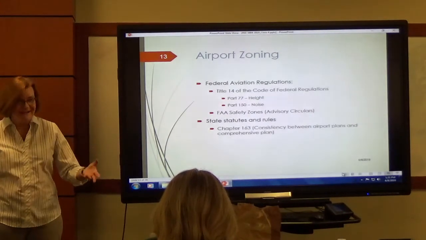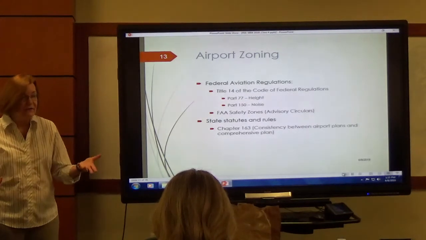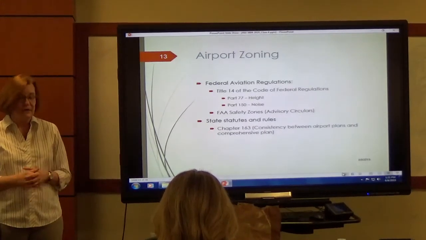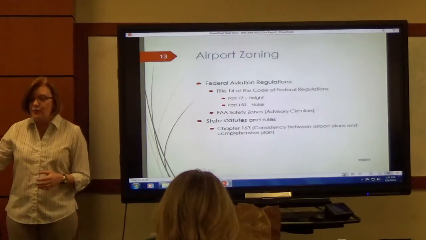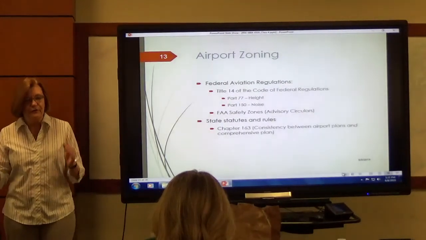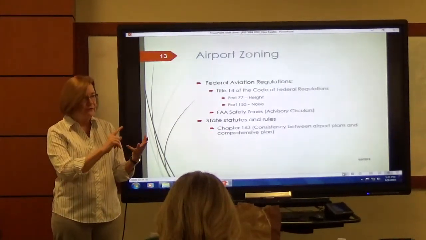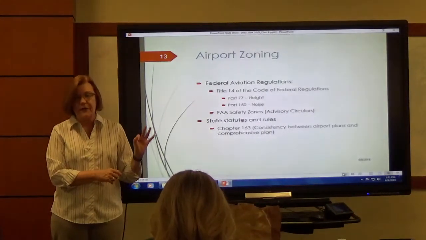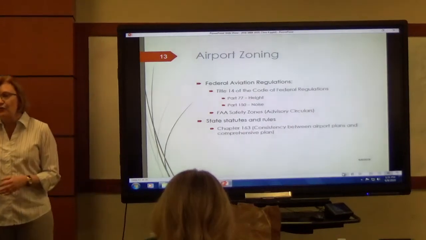Collecting school children right in the area that statistically is most likely to have an aircraft accident, not a good look. And then noise. So that's the other side of it. There are safety things, tall trees, tall buildings, improperly lit buildings that make it unsafe for aircraft to operate. And then there is noise.